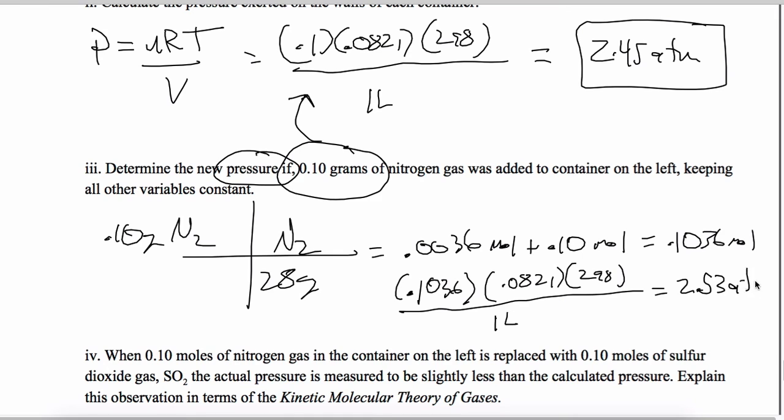2.53 atmospheres. We see that it went up, and it went up because we added more moles, keeping all variables constant. So that makes sense. Keep the container the same, keep the temperature the same, put more gas inside. There's going to be more collisions with the walls of the container.